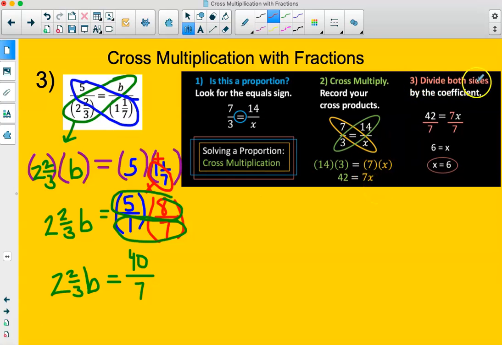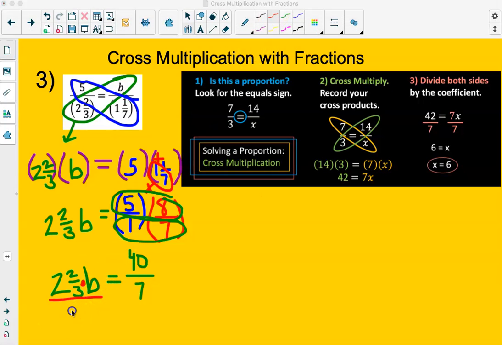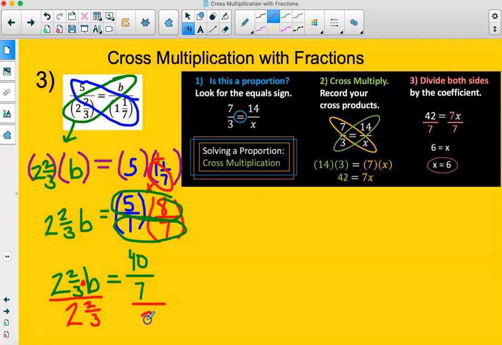Step 3 says divide both sides by the coefficient. The coefficient of b is 2 2/3. That's what's keeping b from being alone. So that is what we're going to divide both sides by, 2 2/3. I don't know if it's going to let me write. There we go, it's working now. So both sides, the left and the right side, you divide by 2 2/3. On the left side, 2 2/3 divided by 2 2/3 equals 1. Anything divided by itself is equal to 1.